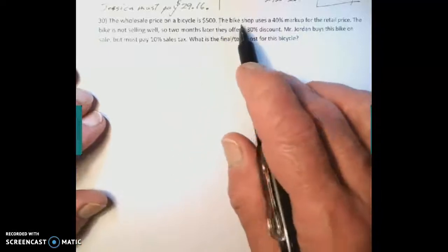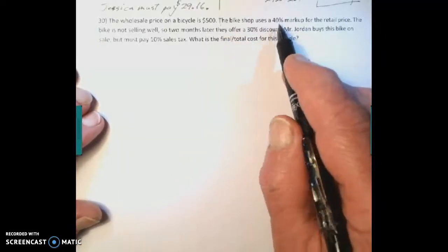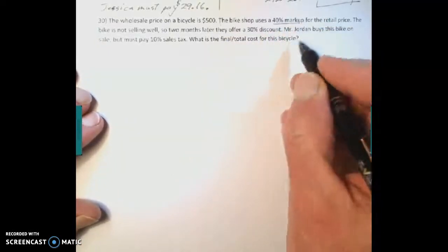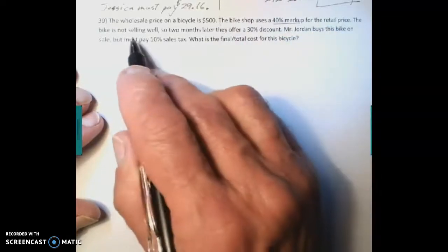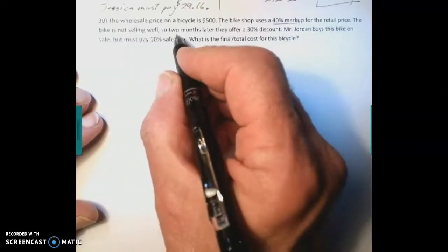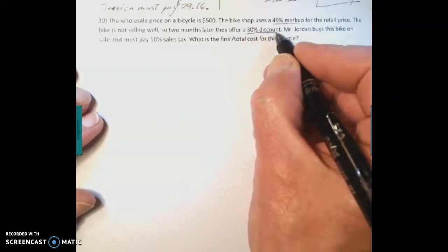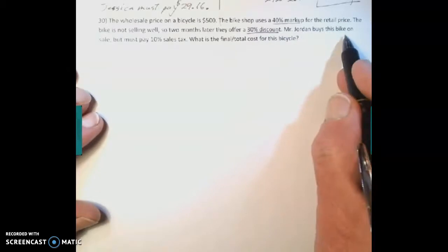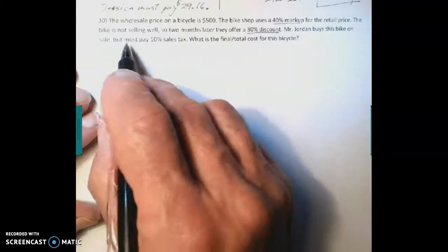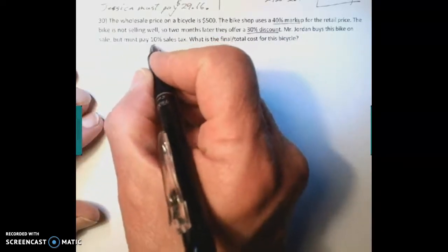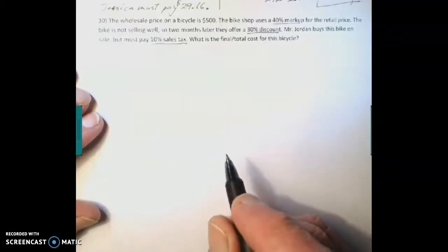Okay, wholesale price on a bicycle is $500. The bike shop uses a 40% markup for the retail price. The bike is not selling well, so 2 months later they offer a 30% discount. Mr. Jordan buys this bike when it's on sale, but he must pay 10% sales tax.